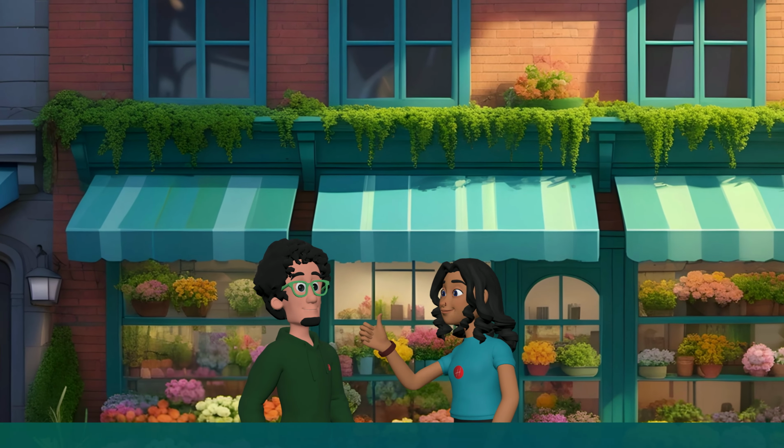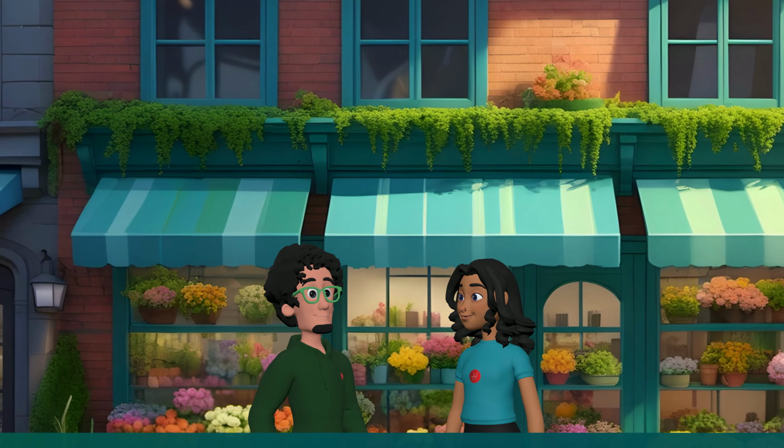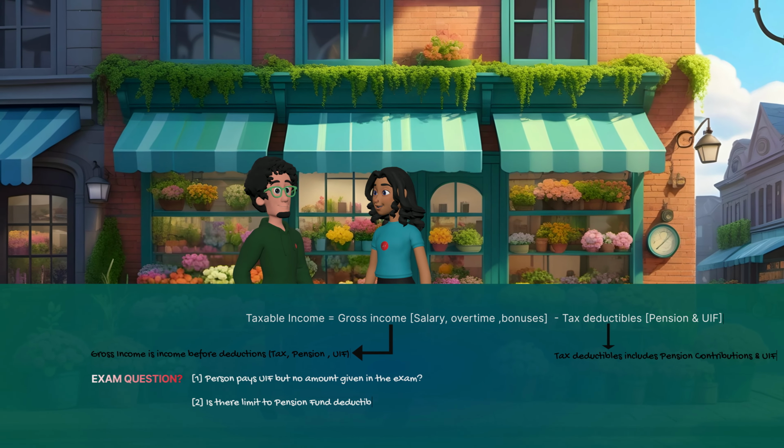Interesting that the government cares and encourages its people to save and not depend on SASSA money. I once saw a past exam question that simply said there is a UIF contribution, but no amount was given. How will I answer that? Also, is there a limit to the pension fund amount that is deductible? Good question.